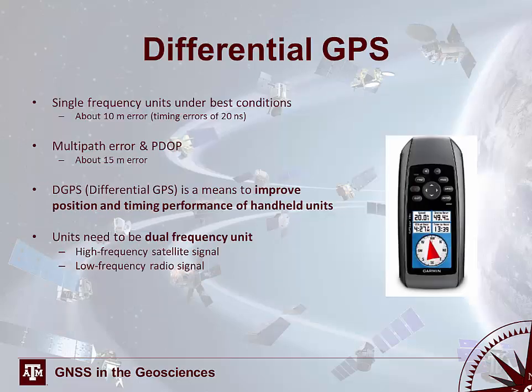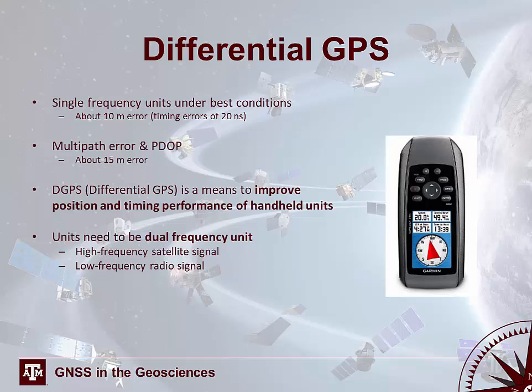So there's several different types of units that you can use for GPS, and we've covered a little bit about this in previous lectures. The simplest is a single frequency unit, which under best conditions has about 10 meters of error, and that's with a timing error of about 20 nanoseconds. The next step up from that is going to be your commercial systems, and those are traditionally the ones that incorporate more of a DGPS capability. Remember that multipath error can introduce up to about 15 meters of error depending on the surrounding environment, and that PDOP is the geometric strength of the satellite configuration in reference to a particular time and location.